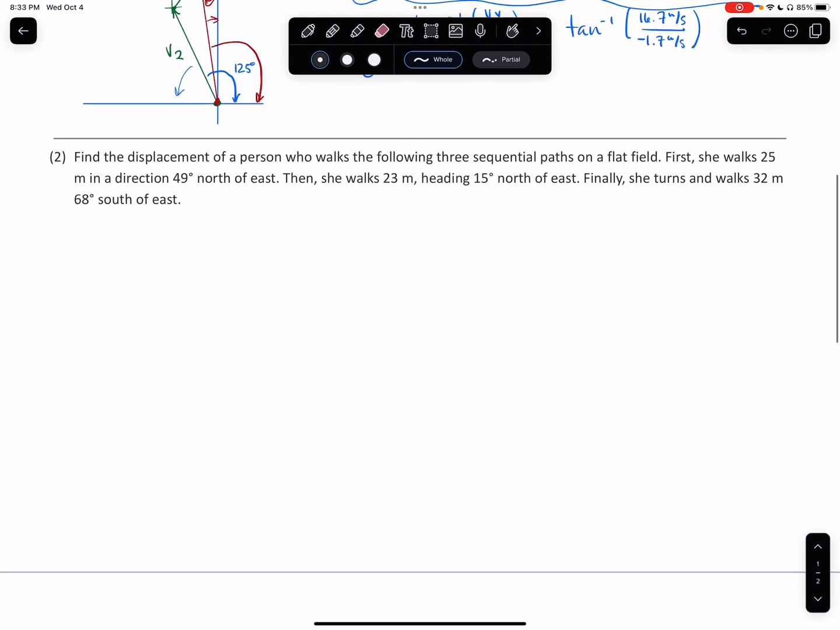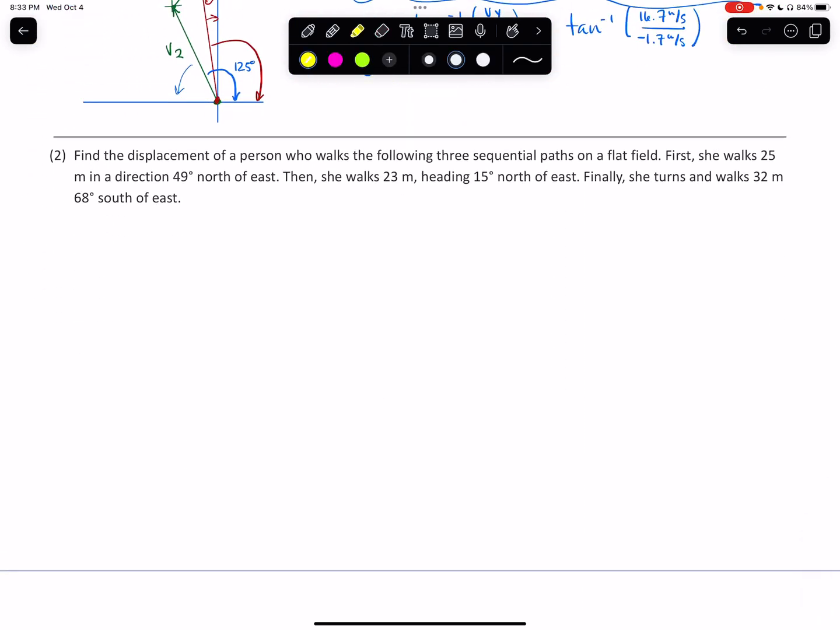Let's go down here. This time we have finding the displacement of a person who walks through 3 sequential paths on a flat field. First, she walks 25 meters in a direction 49 degrees north of east. Then she walks 23 meters heading 15 degrees north of east. And finally, she turns and walks 32 meters at 68 degrees south of east. So this is a slightly bigger problem. We're actually going to have 3 vectors that we're going to be adding to get to our resultant.